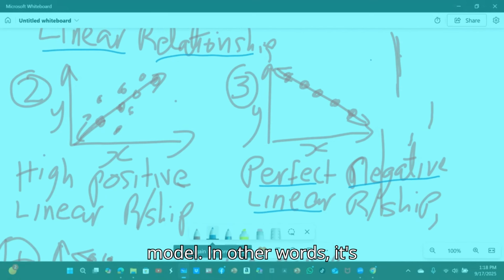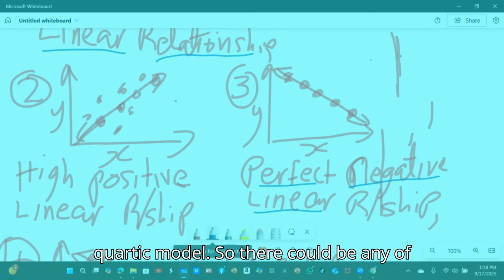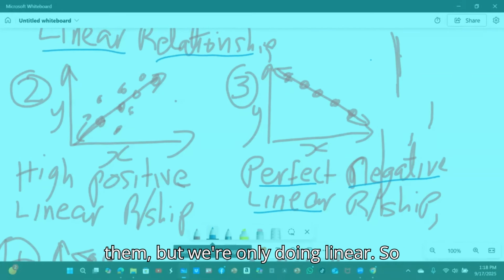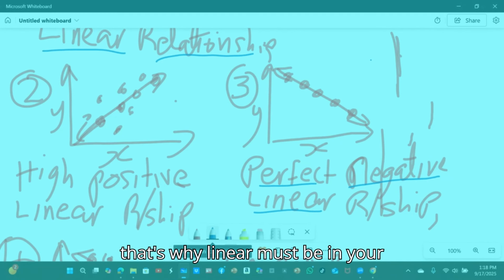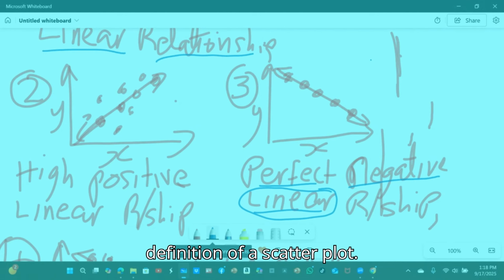In other words, it's not a quadratic model. It is not a cubic model. It is not a sinusoidal model. It's not a quartic model. So there could be any of them, but we're only doing linear. So that's why linear must be in your definition of a scatter plot. Linear must be in your definition of scatter plots.